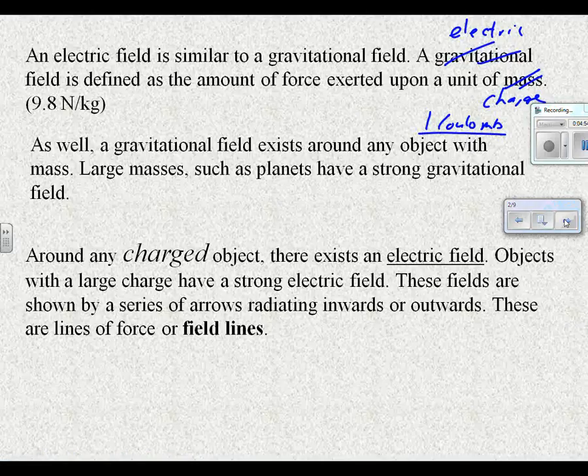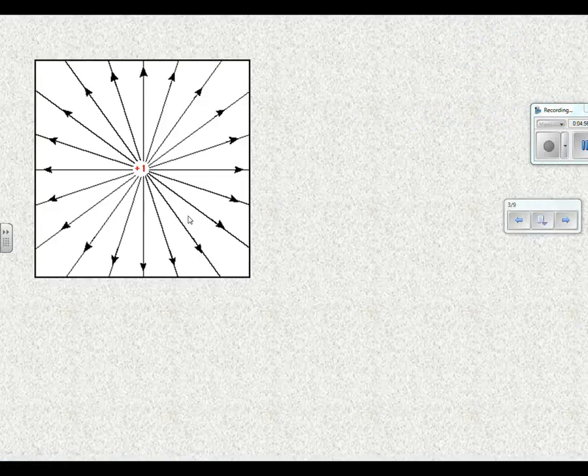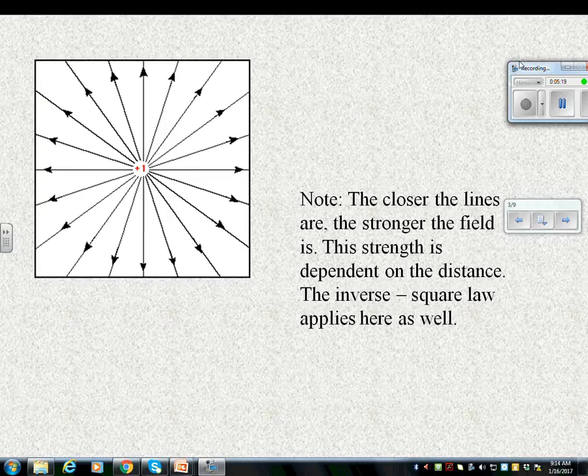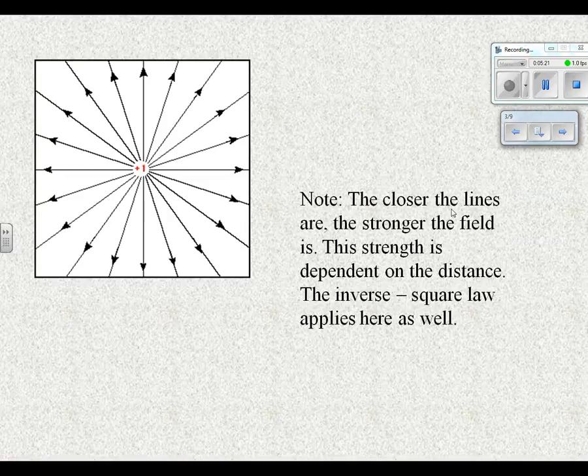Okay, we're good? Okay, so there are electric lines of force. Now, in this case here, they are pointing outwards. How come they're pointing outwards? Because it's positive, exactly. Positive charge, because what do we use to determine the direction? A small positive test charge, right? So it's the direction that a positive test charge would go. And as always, the closer the lines are, the stronger the field is, and this strength is dependent upon the distance, and this follows the inverse square law again. And what is that inverse square law again?